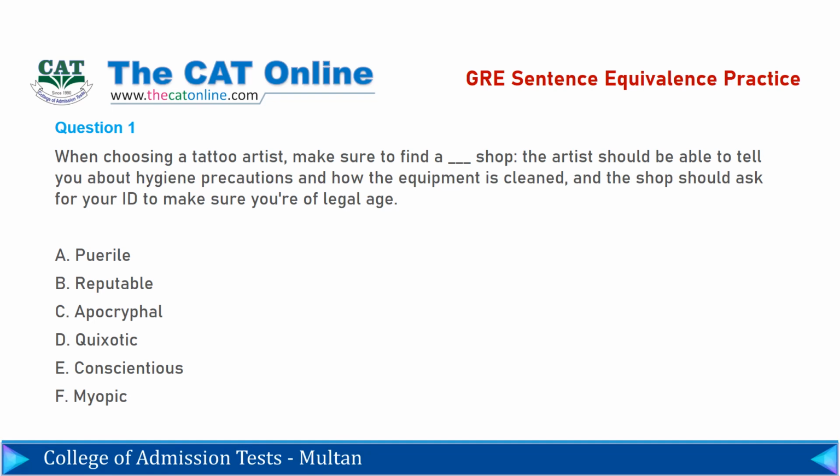Are you ready to hear the answer? The 2 correct words for this question are B and E. In this sentence, clues like hygiene precautions and ask for your ID tell you that the writer is recommending a tattoo shop that cares about basic safety. So you could fill in something like safe or careful in the blank. The words puerile, apocryphal, quixotic, and myopic don't fit this concept at all. But reputable and conscientious both have to do with safety and carefulness, and if you plug them into the blank, they both produce sentences that are roughly equivalent in meaning. So B and E are the answers.